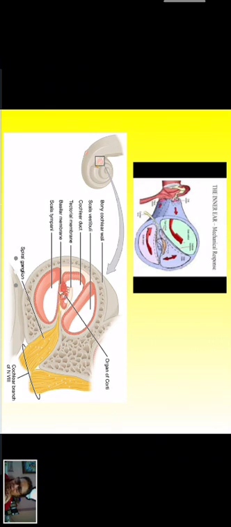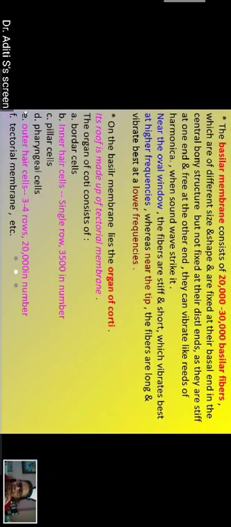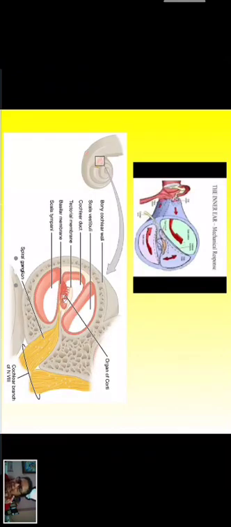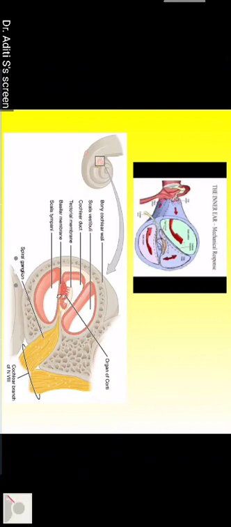Auditory hair cells. So see, the basilar membrane is made up of basilar fibers. Above it is the organ of Corti. Organ of Corti is made up of several types of cells, and the receptor cells are the hair cells: inner hair cells and outer hair cells. So what is the difference between inner hair cells and outer hair cells?